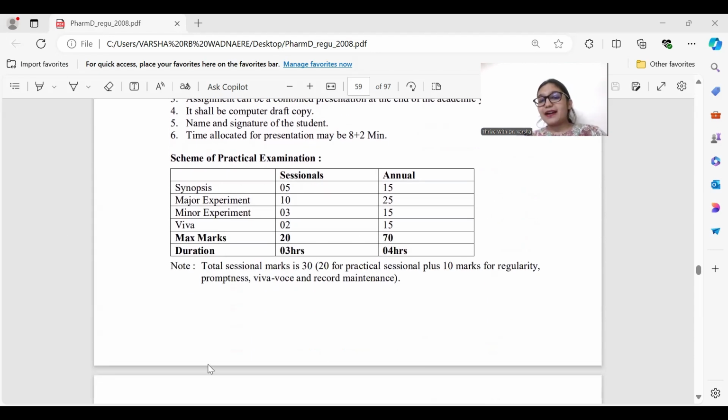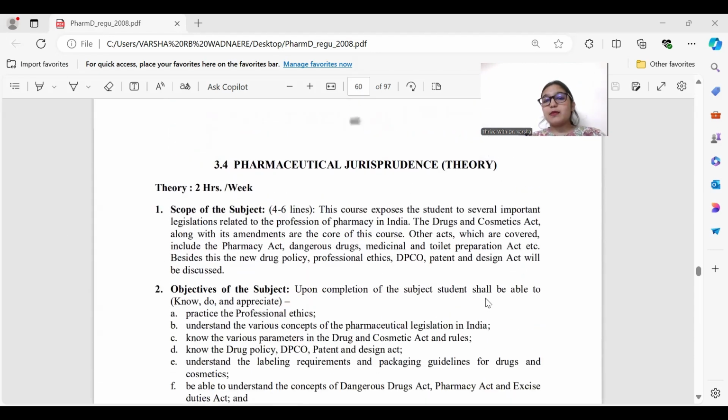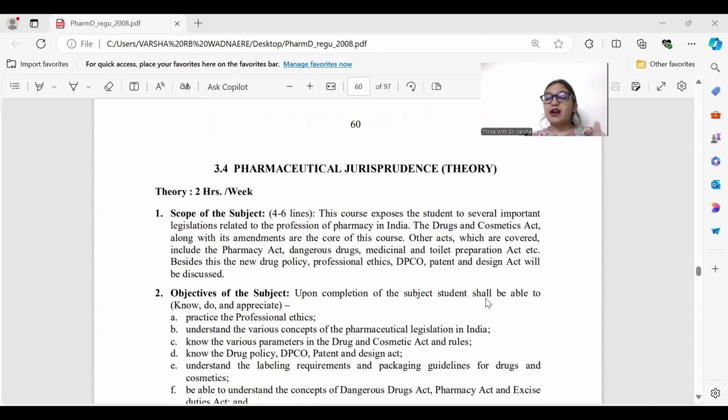And the practical scheme is again the same, Pharmaceutical Jurisprudence. Now this will have 2 hours of theory lectures per week, and it will not have any practicals. We didn't have any practicals for this. And why will you study this subject?